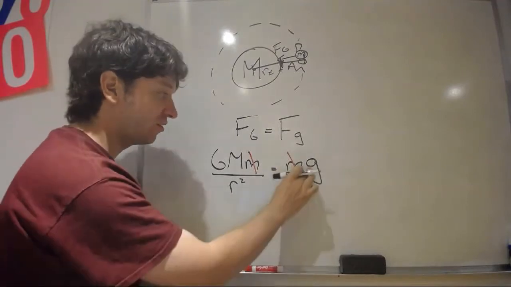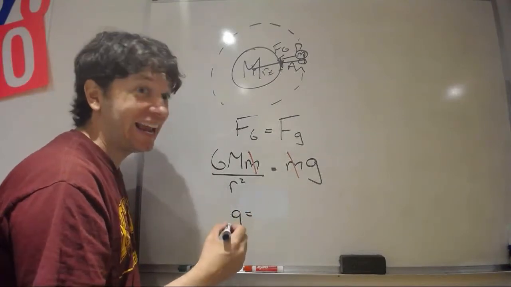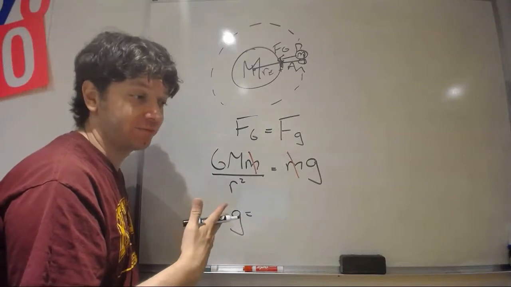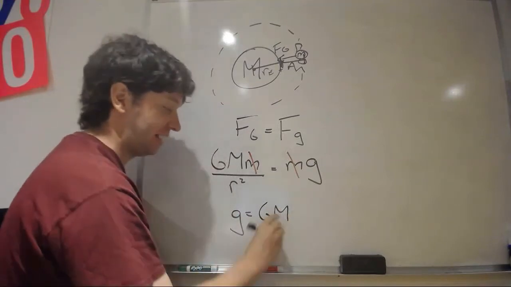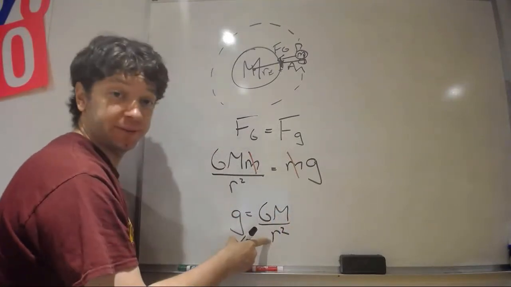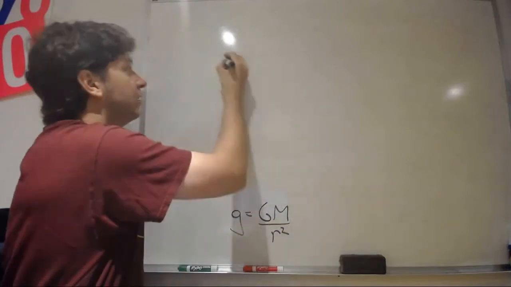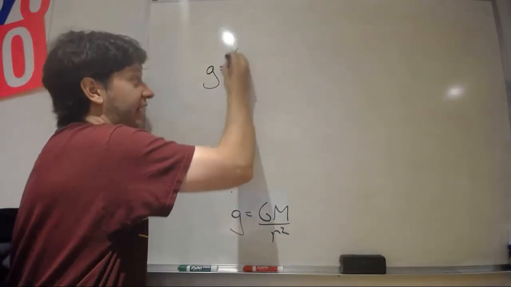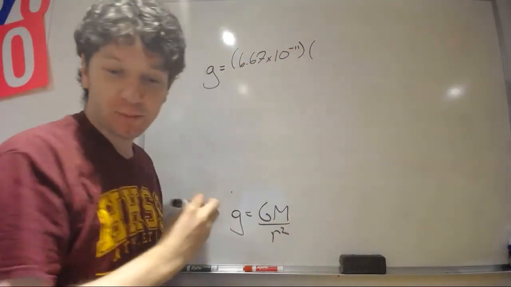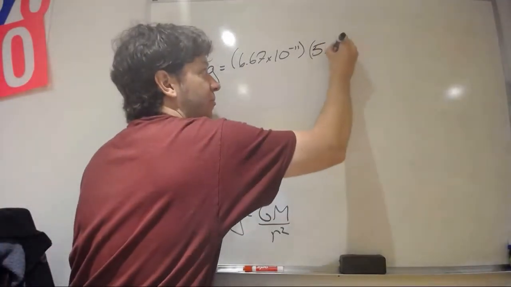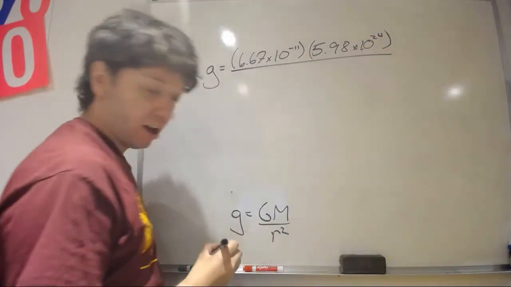And so you can calculate the gravitational field strength for any location from any object using this equation. All you need to know is the mass of that object and the distance from it. So if we were to plug in what we know into this equation, we have g equals 6.67 times 10 to the minus 11. Then we have the mass of the Earth, 5.98 times 10 to the 24, all over the radius squared.